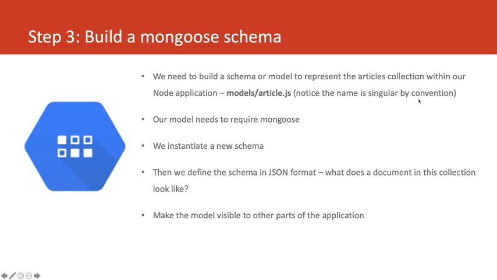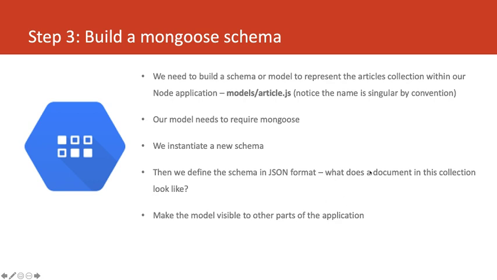It's always good practice to create a singular instance of our model. The reason being is that a model represents a single version. So you wouldn't create books because that is defining everything. You would just say book, because when you go to create a new one, you would say new book rather than new books, which doesn't make sense. So our model needs to require Mongoose, and then we instantiate a new schema. We then define the schema in JSON format.